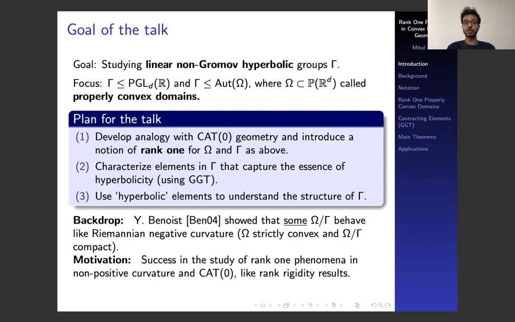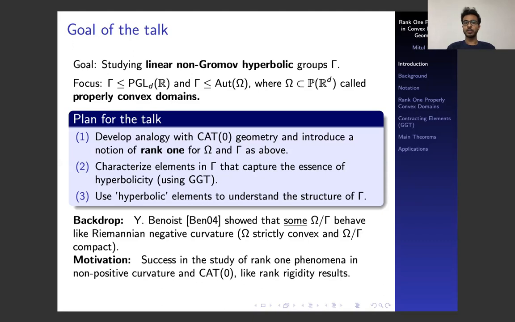The plan for the talk is to develop an analogy between the geometry of properly convex domains and the geometry of CAT(0) spaces, and then to introduce the notion of rank 1 for gamma and omega as above. Then we will characterize the elements in gamma that capture the essence of hyperbolicity by using concepts from geometric group theory. And finally, we will use these hyperbolic elements to understand the structure of gamma.